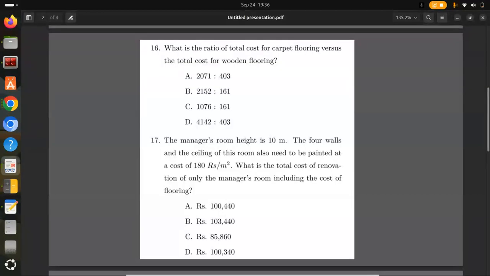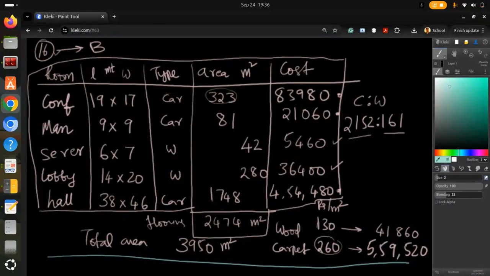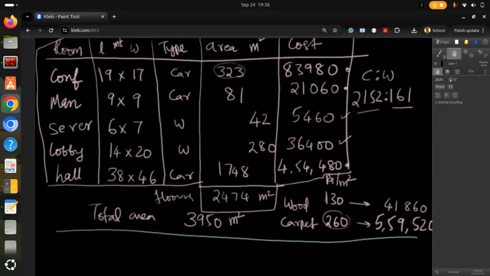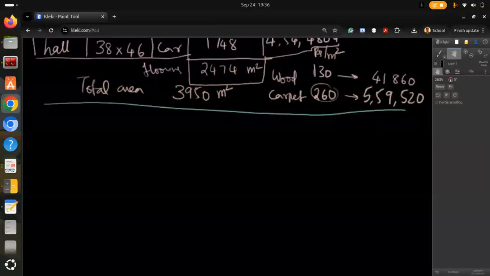So what is question number 17? The manager's room height is 10 meters. The four walls and the ceiling of this room also need to be painted at the cost of 180 rupees per meter square. What is the total cost of renovation of only manager's room, including the cost of flooring? Okay, so we are now focusing on the manager's room. I think the painting is also there.